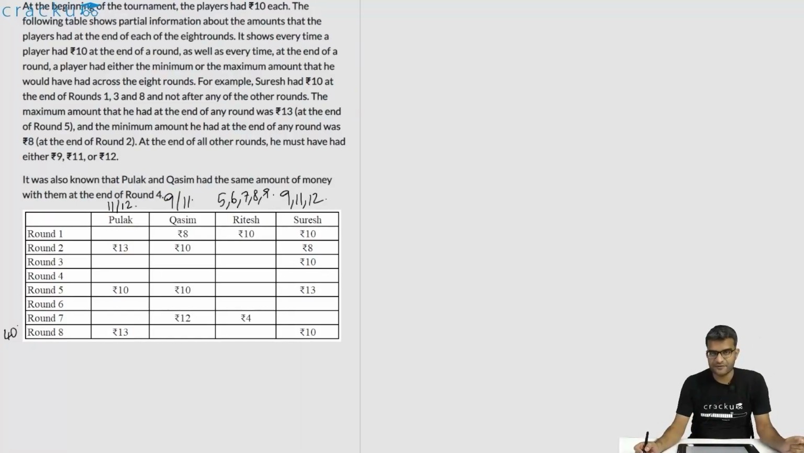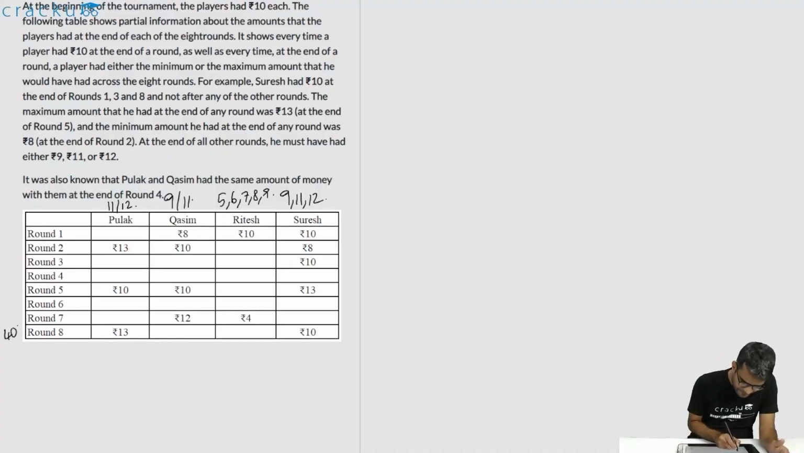Because we know that the sum of every row has to be 40, Pulak's money at the end of round 1 can be identified. That will be 40 minus 10, 10 and 8, that will be 12. Similarly, Ritesh's money at the end of round 2 can be identified. That will be 40 minus 13 minus 10 minus 8. This will be equal to 9. Similarly, we can identify how much Ritesh had at the end of round 5, because the sum of the remaining 3 is 33. So this will be equal to 7.